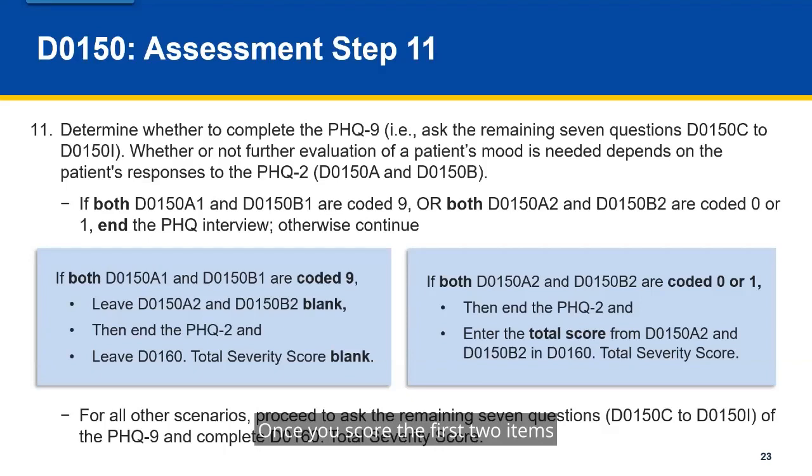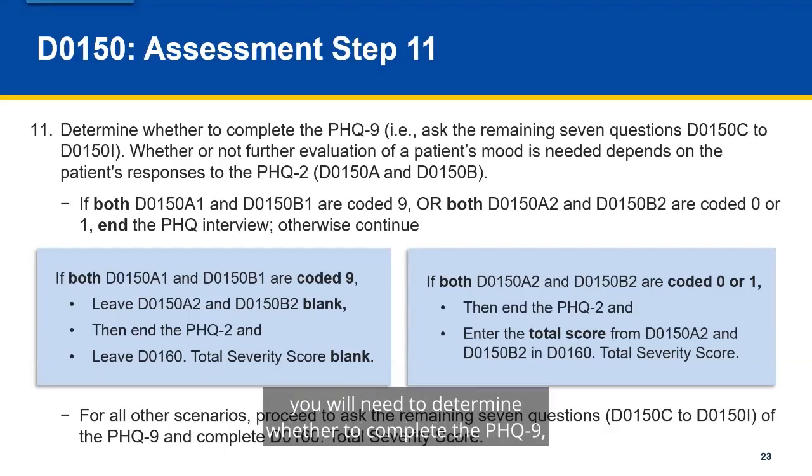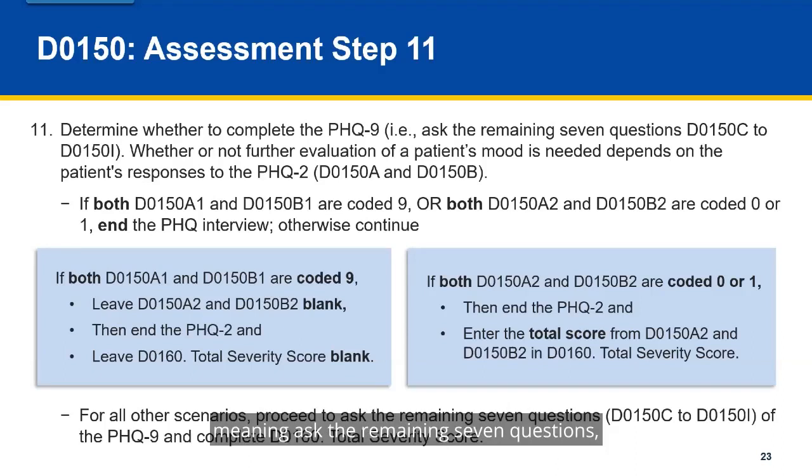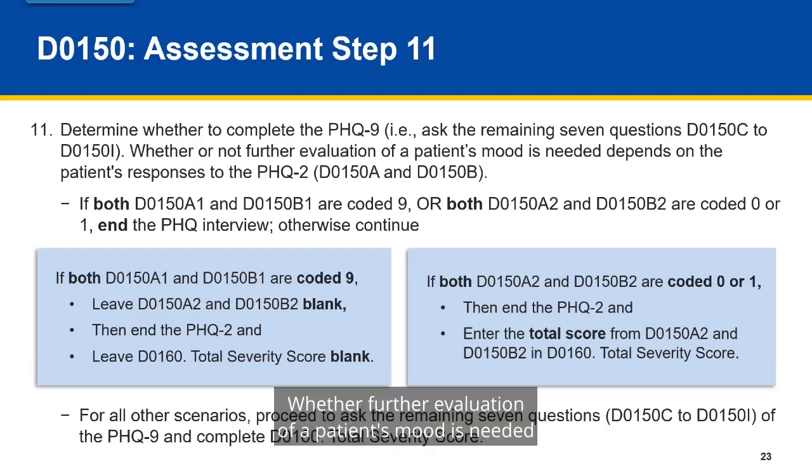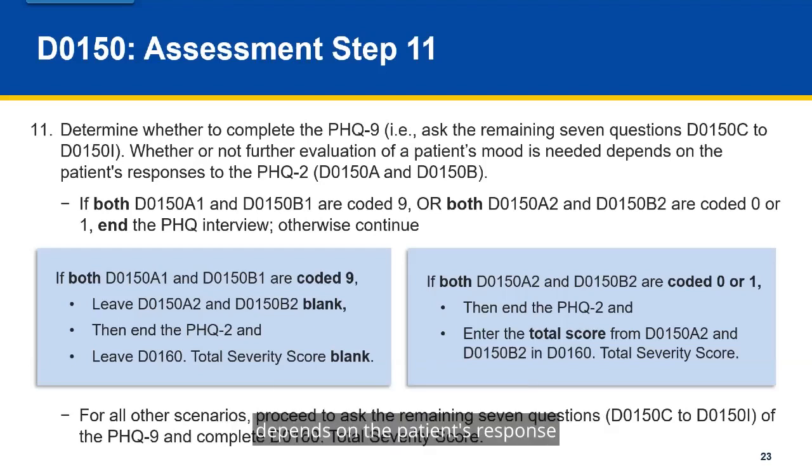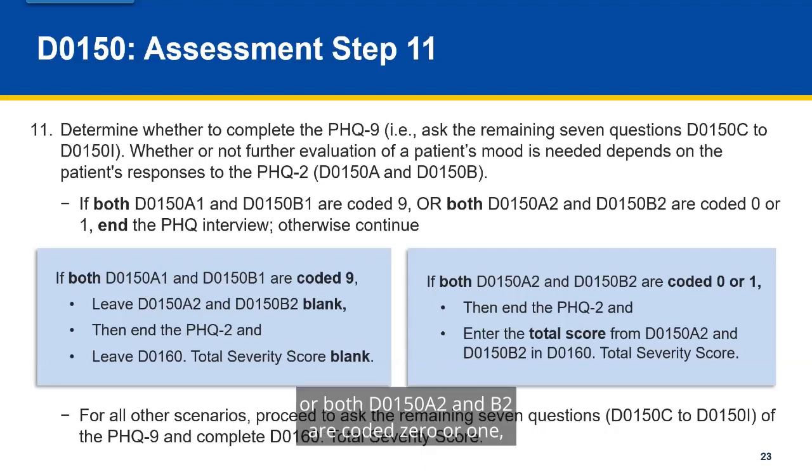Once you score the first 2 items of the patient mood interview, you will need to determine whether to complete the PHQ-9, meaning ask the remaining 7 questions, D0150C through D0150I. Whether further evaluation of a patient's mood is needed depends on the patient's response to the PHQ-2, D0150A and D0150B. If both D0150A1 and B1 are coded 9, or both D0150A2 and B2 are coded 0 or 1, end the PHQ interview, but otherwise continue.